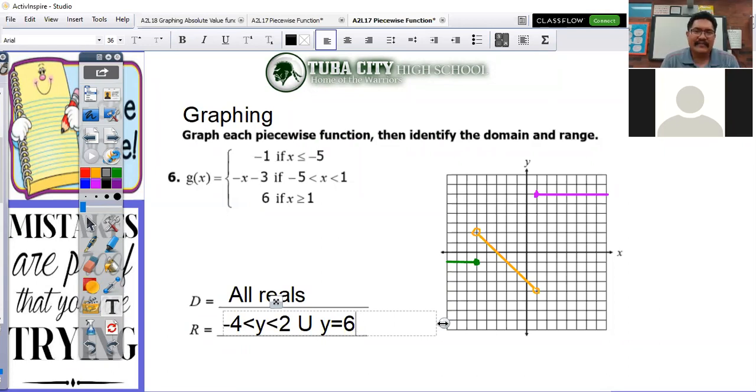So I understand that's a little bit confusing, and I was thinking about this, and I'm going to go easy on the domain and range part. For this assignment, the main focus that I'm looking for is the graph. Is the graph largely correct?